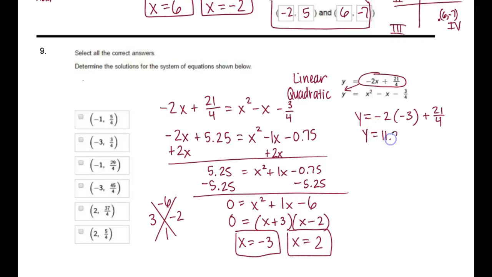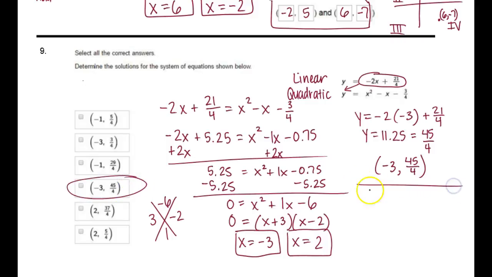11.25. But notice in the options, there's no decimals. So that means we're probably going to need to convert that into fraction form. Hopefully you remember on your calculator, you could just press second, PRB, and F to D. So it should convert the decimal into fraction form, and that would be 45/4. So the coordinate point of intersection for the first point is negative 3, 45/4. And I can find that is the fourth option. So you can either circle that or check it.